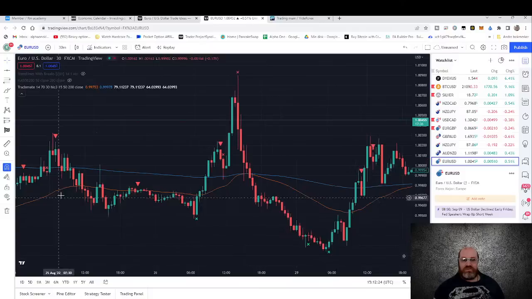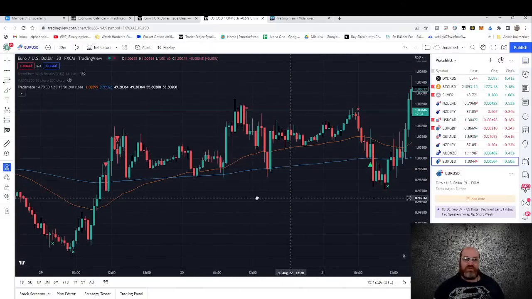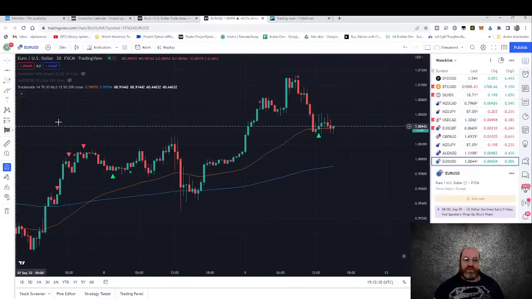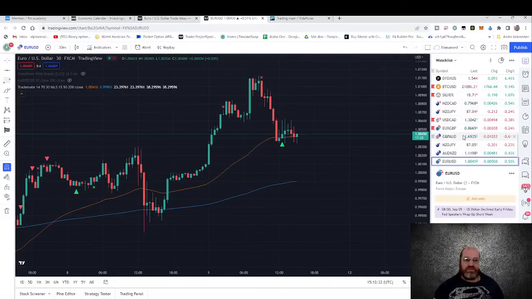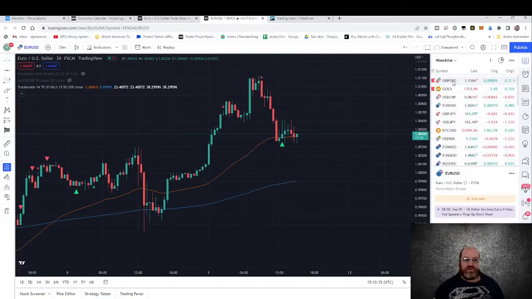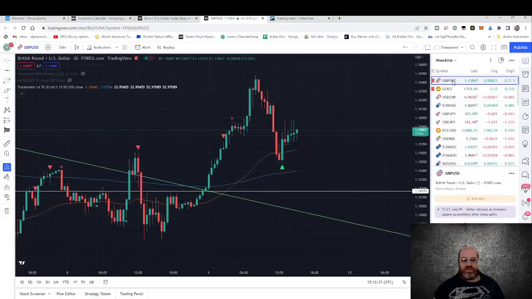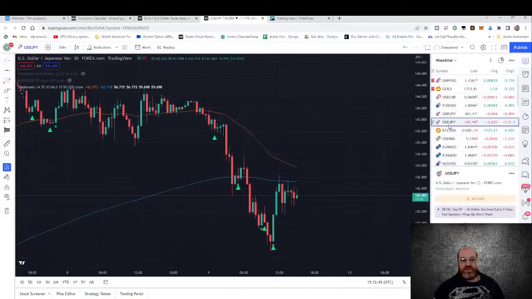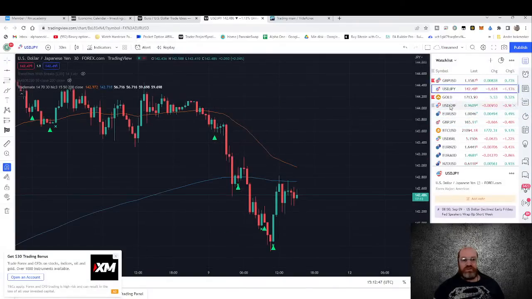So this indicator I have found works very good on a few pairs. The pairs that I typically use this indicator on are GBP USD. It's amazingly good on GBP USD. I use it on euro against dollar, and it works good also on dollar Japanese yen. And you don't need more pairs for this, because you get so many opportunities through the day.